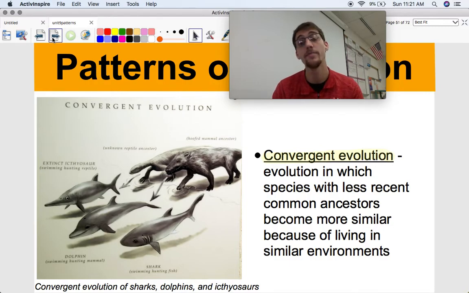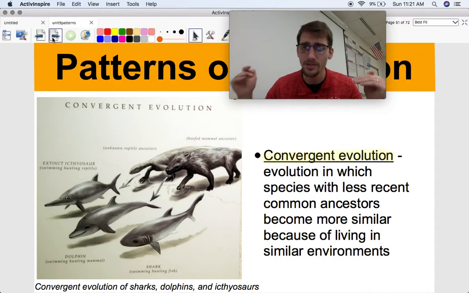Okay, the opposite of divergent evolution is called convergent evolution. All right, this doesn't tie back to our natural selection mechanisms as much, but convergent evolution is when species with less recent common ancestors become more similar because of living in similar environments.